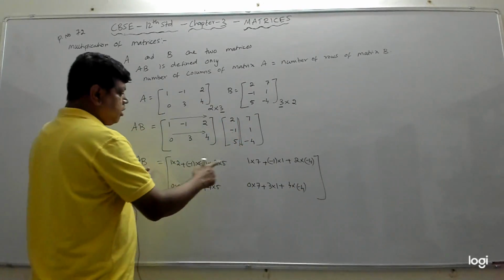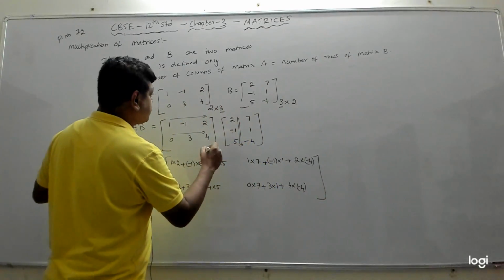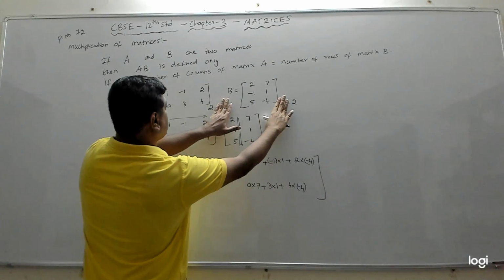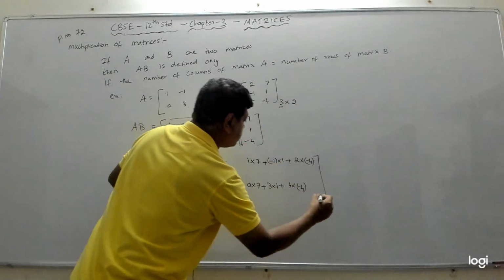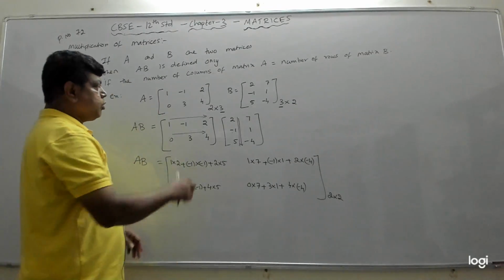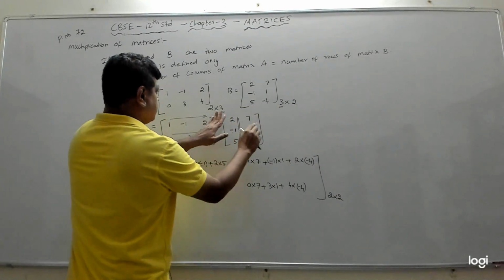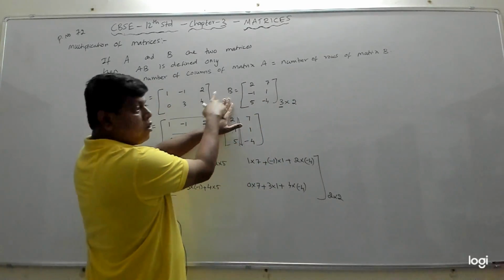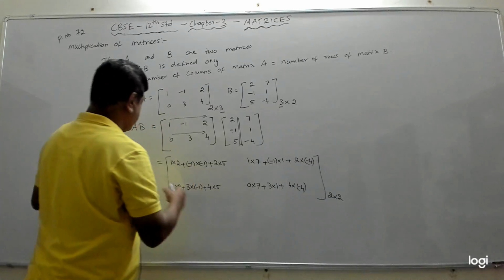And obviously the order of the resultant matrix will be, see, the order of this matrix is 2 cross 3 and this is 3 cross 2. The resultant matrix will be, these two will go, we'll get 2 cross 2. Whenever you multiply 2 cross 3 with 3 cross 2, these two will go and the remaining will be 2 cross 2. That will be the order of the AB matrix.